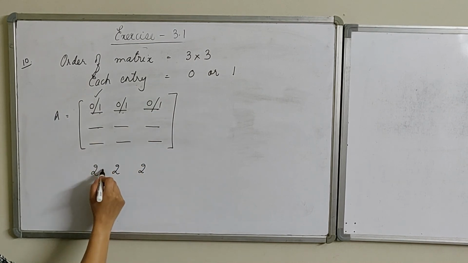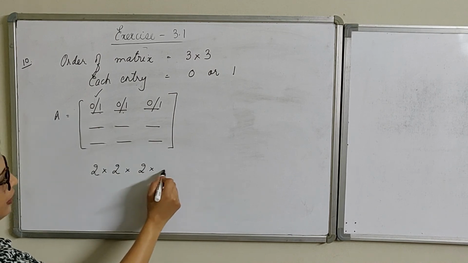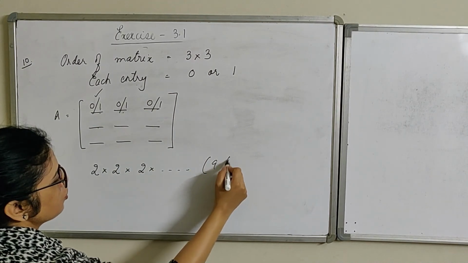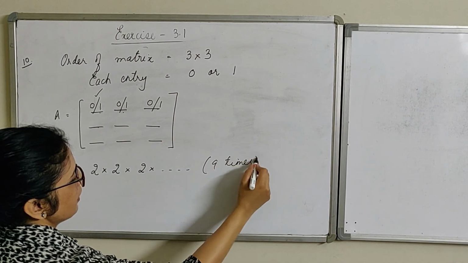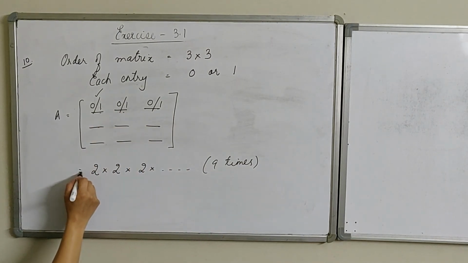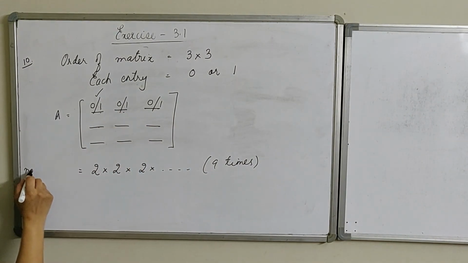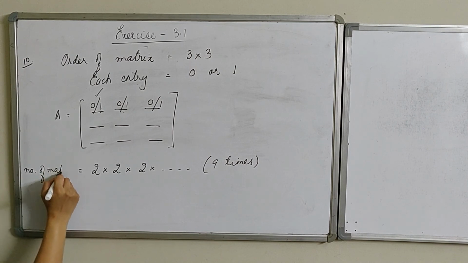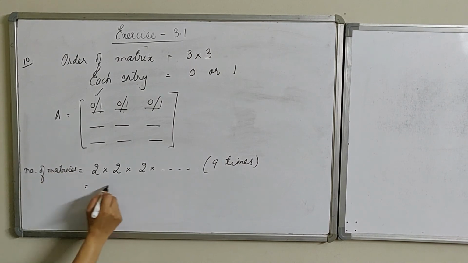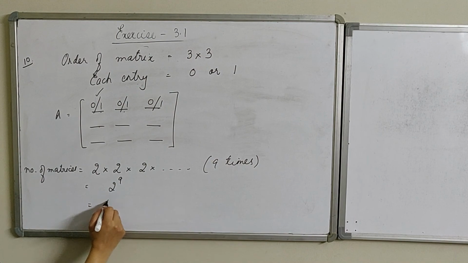Likewise for each of these elements, and using the principle of multiplication, we are multiplying 2 nine times because there are 9 elements in this matrix. So the number of matrices would be equal to 2 power 9, which is equal to 512.